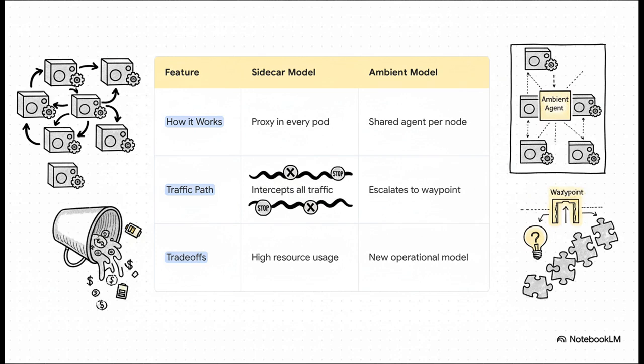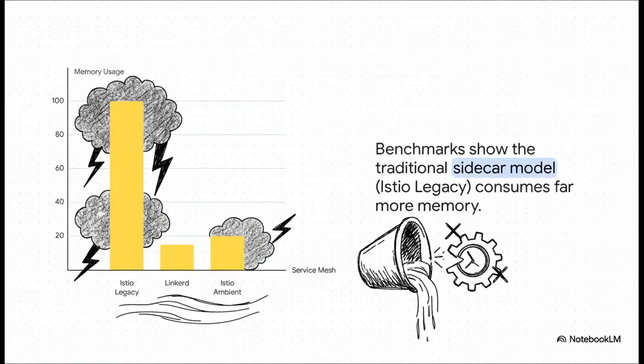Now, this gives you amazing fine-grained control, which is great, but the big drawback, as you can see, is just how many resources it uses. The alternative, which we're about to get to, is this ambient model, which tries to be way more efficient by using a shared agent. And this chart, wow, it just lays the cost out bare.